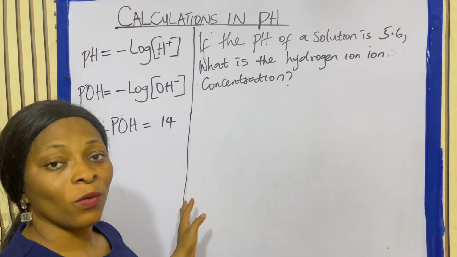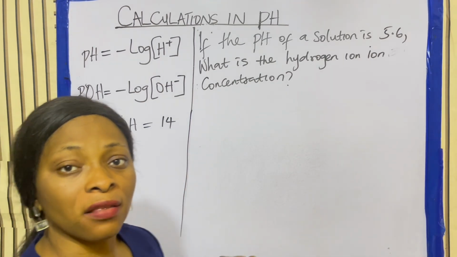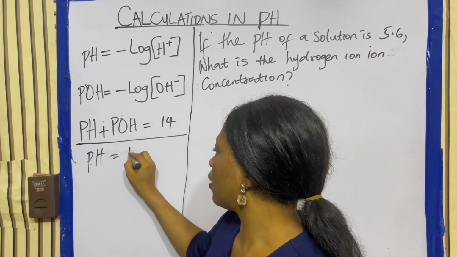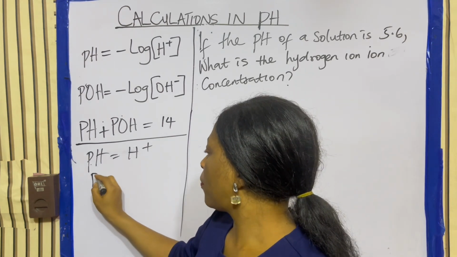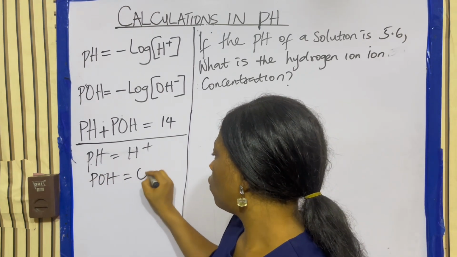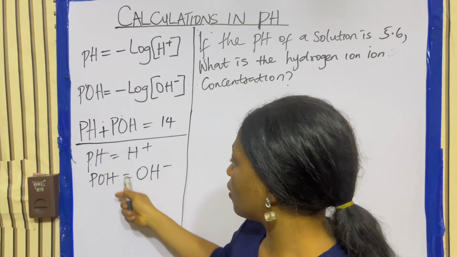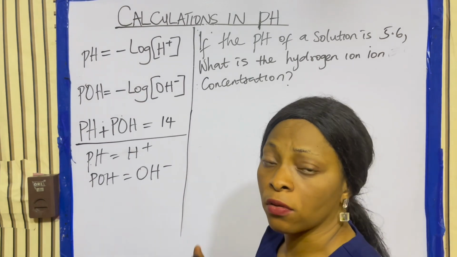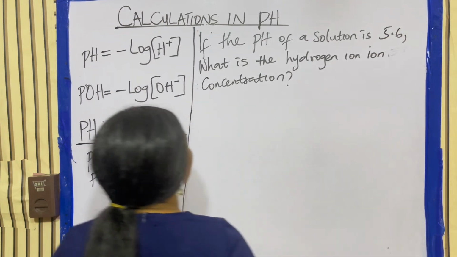Okay, so let's look at this question. But first of all, let us look at some parameters. When we talk about pH, we are talking about the hydrogen ion concentration. And when we talk about pOH, we are talking about hydroxide ion concentration. So these two things are not the same. So take notes for our subsequent questions.